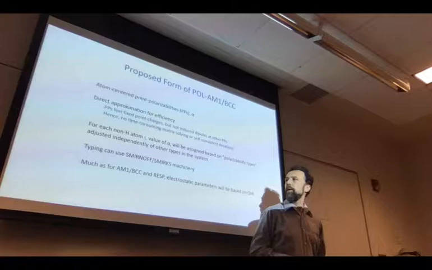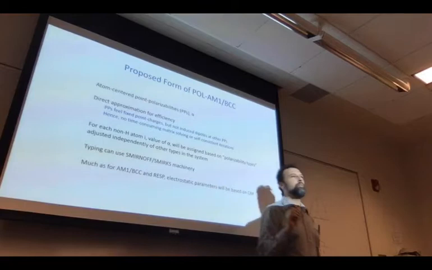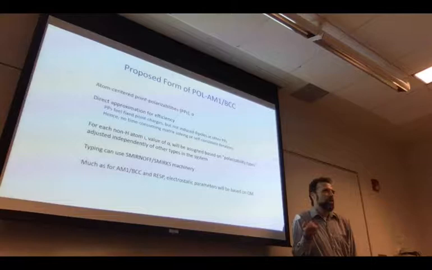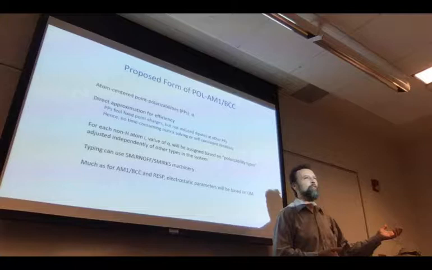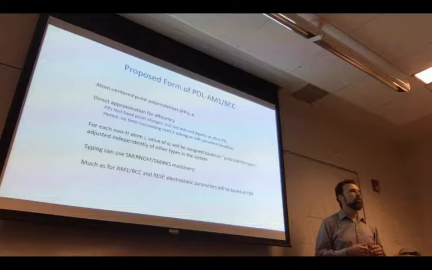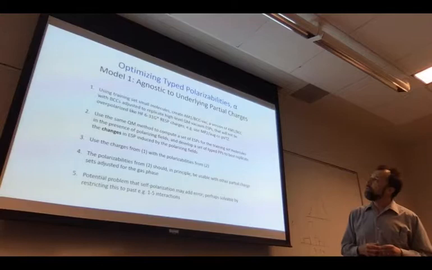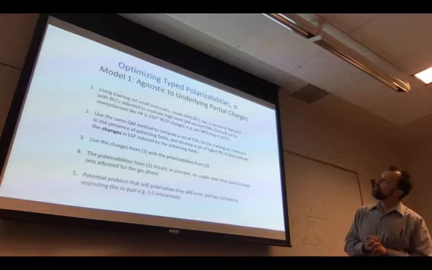And I said basically, for AM1-BCC and RESP, these are basically quantum-based models where they haven't really been tuned to experiment, and they work quite well. Everybody sort of runs around and tunes everything else. So here we're going to say, well, if it works okay for the partial charges, let's try it for the polarizability. So we're going to derive the polarizabilities from QM calculations, and I'll touch on how that can be done. Again, it's not tremendously novel, just putting pieces together, hopefully in an efficient way. So to optimize these typed polarizabilities, and did you have a question?